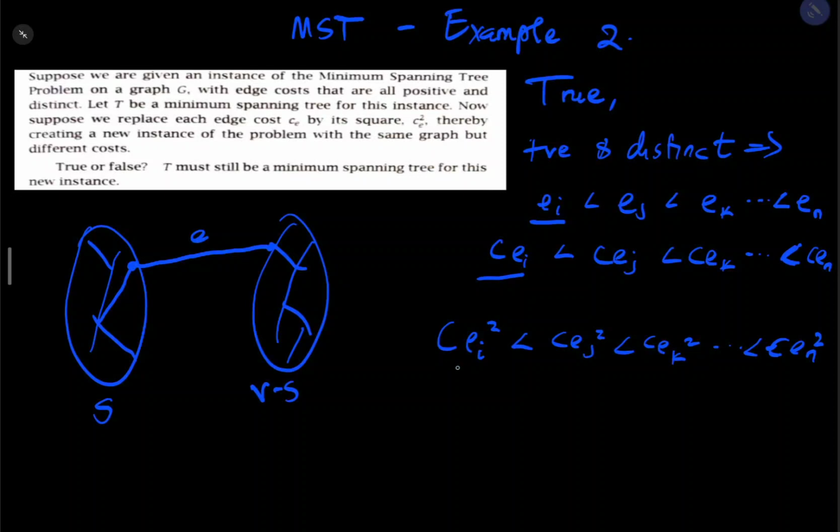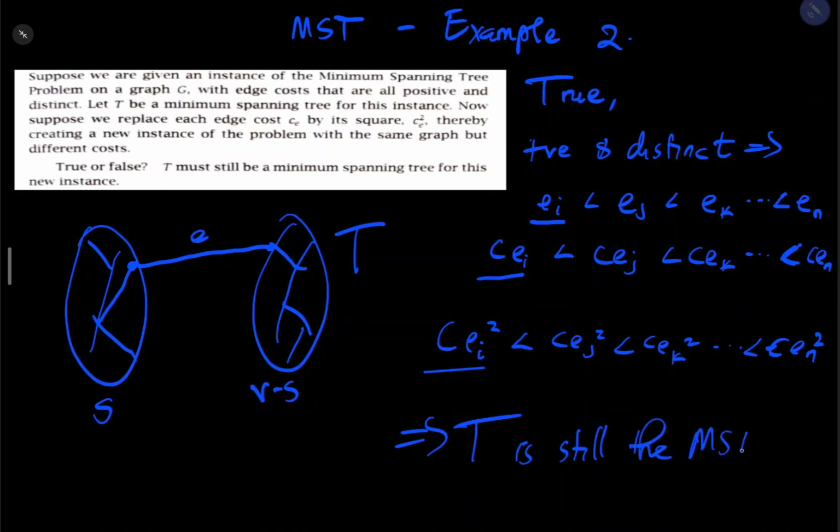So this means that when we square the cost of the edges, this is still the cheapest edge, which implies that, let's call this diagram, this MST, this implies that T is still the MST.